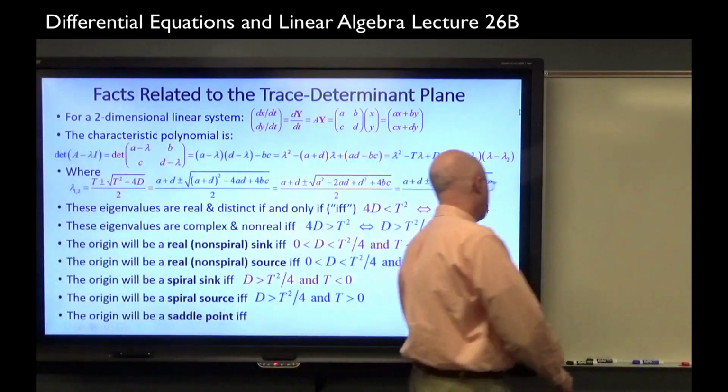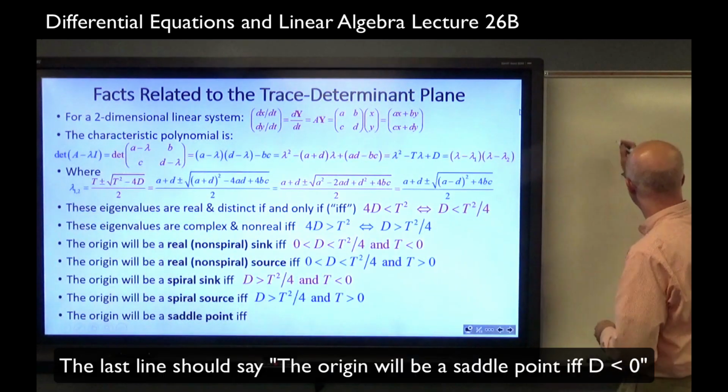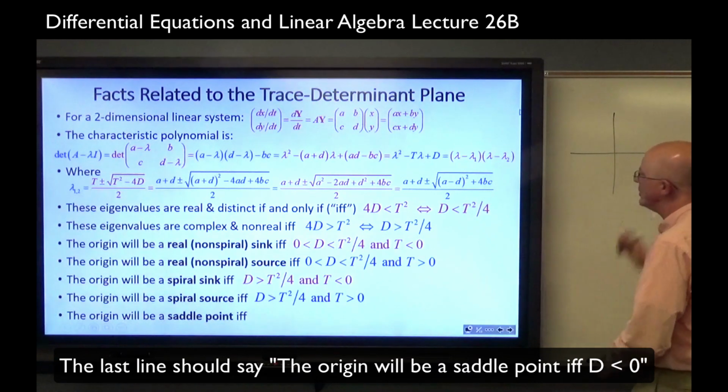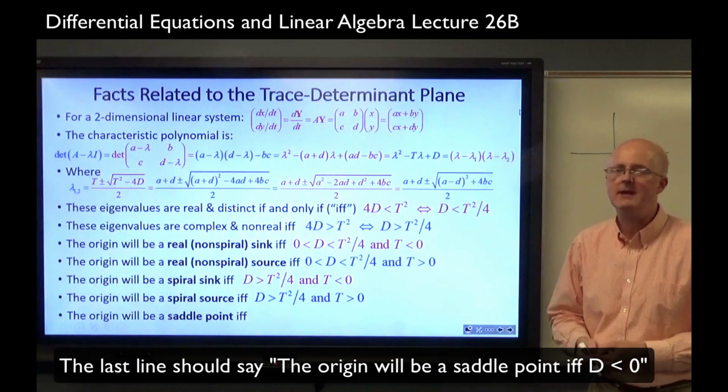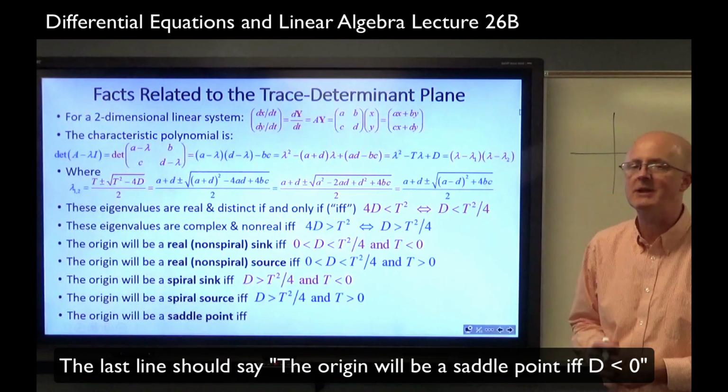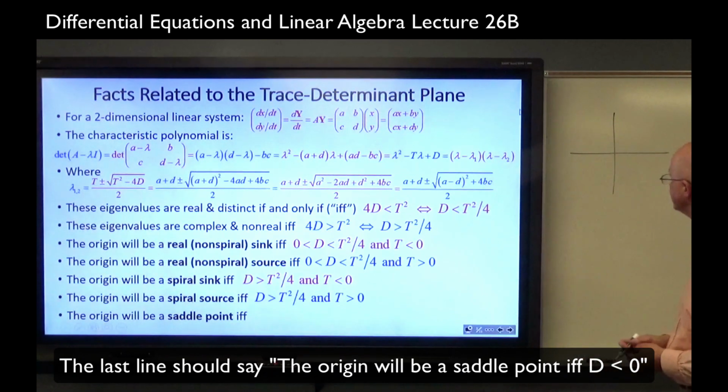As I make a drawing of the trace-determinant plane, a very important tool to help you understand what's going on with bifurcations of 2-dimensional linear systems of differential equations. What is the trace-determinant plane? It is a plane, the plane of this board here. You've got axes. You label the axes T, D for trace and determinant.